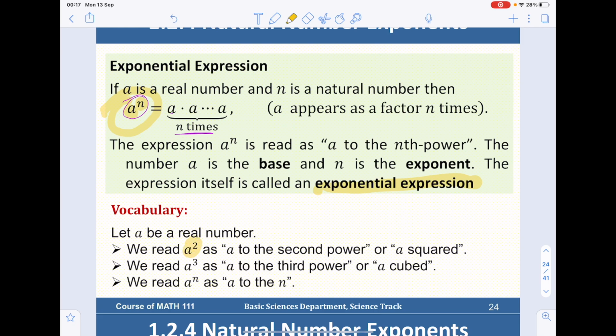We read a to the power 2 as a to the second power, or a squared, or a to the power 2. Also, a to the power 3, I can write it as a to the third power or a cubed. A to the power n, I can read it as a to the nth power or a to the nth.